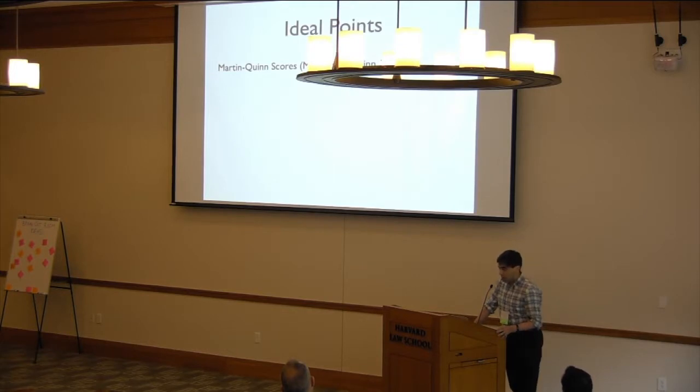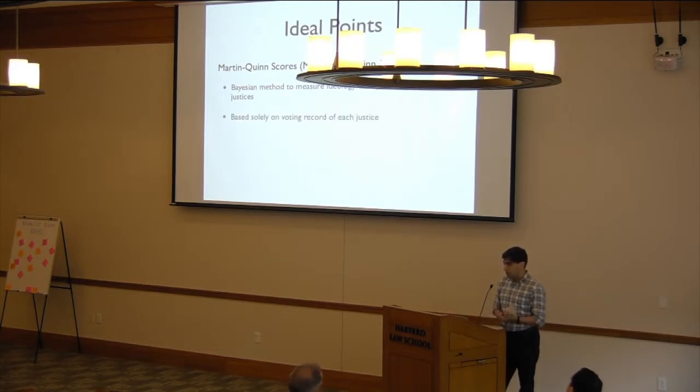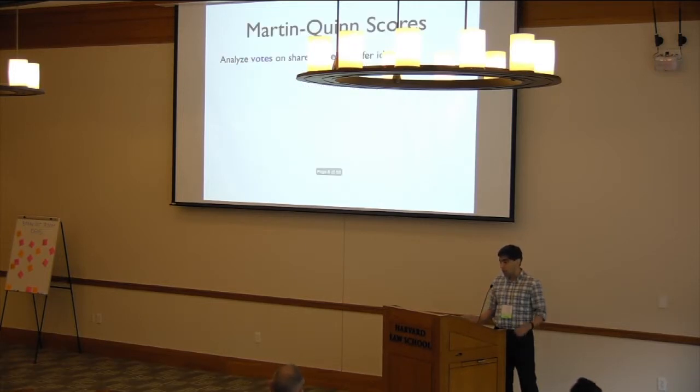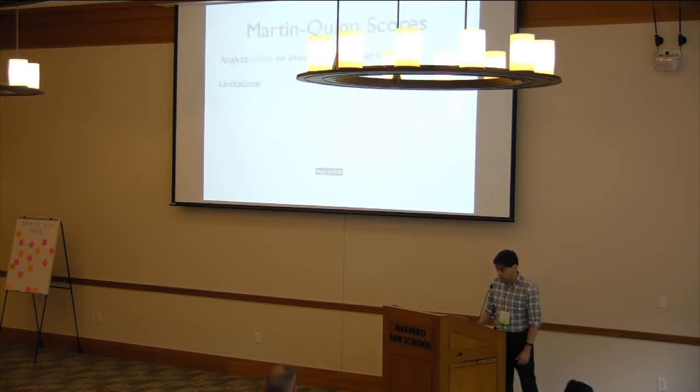The most common ideal point method used is known as the Martin-Quinn score. It's a Bayesian method to measure the ideology of justices, and it's based solely on the voting record of each justice. Because it's based on the voting record, these same methods can be used for senators, for congressmen, essentially any entity that votes. And it varies smoothly over time, like we saw in the last slide. So these are ways to analyze votes on shared cases to infer ideology, but there are limitations.